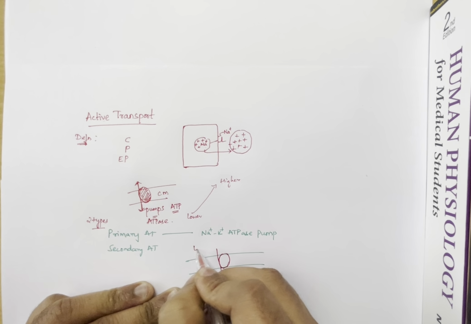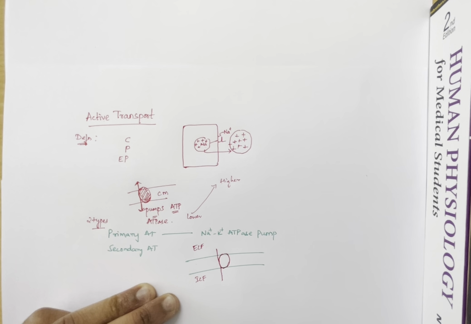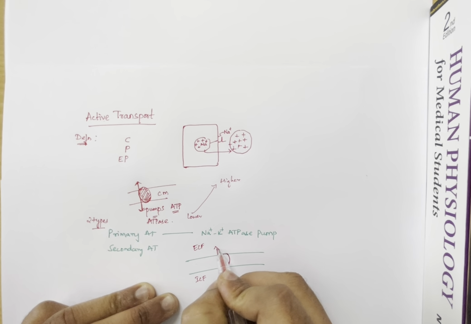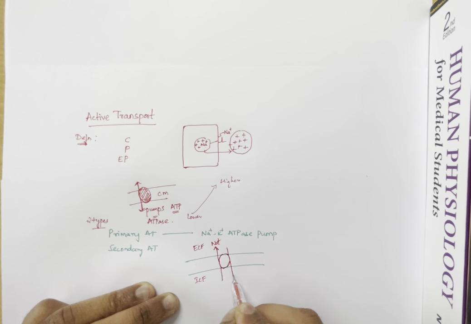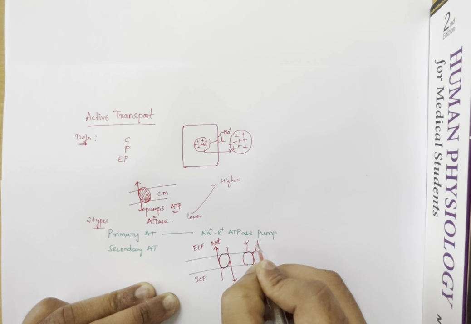Consider this is extracellular fluid and intracellular fluid. The sodium has to be pumped in or out against the concentration gradient. The sodium has to be pumped out, and the potassium has to be pumped inside against the concentration gradient. So now how is this happening? This transmembrane protein or integral protein will have two subunits. One is a larger subunit and one is the smaller subunit. The larger subunit is the alpha subunit and the smaller subunit is the beta subunit.